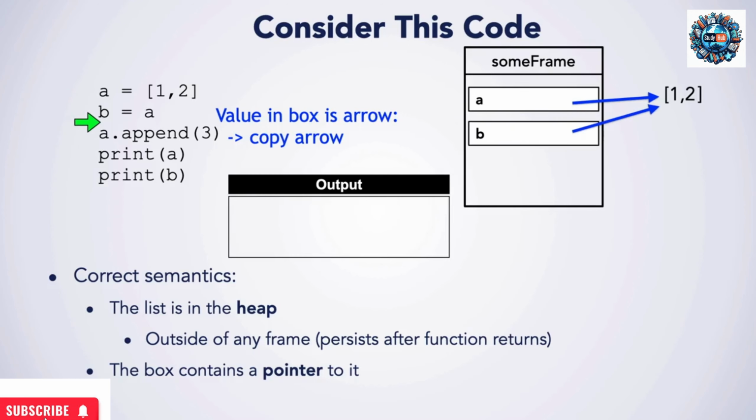Now when we do B equals A, we copy the value in the box. However, that value is an arrow pointing into the heap, so we end up with this picture. Now when we do A.append 3, we put 3 on the end of the list that A is pointing at. Next we print A, which is 1, 2, 3. Finally, we print B, which is 1, 2, 3.